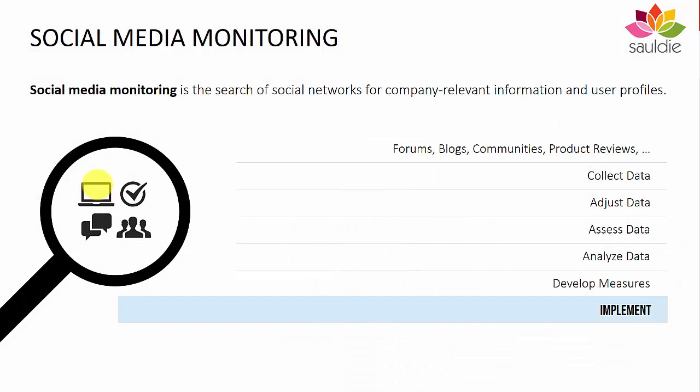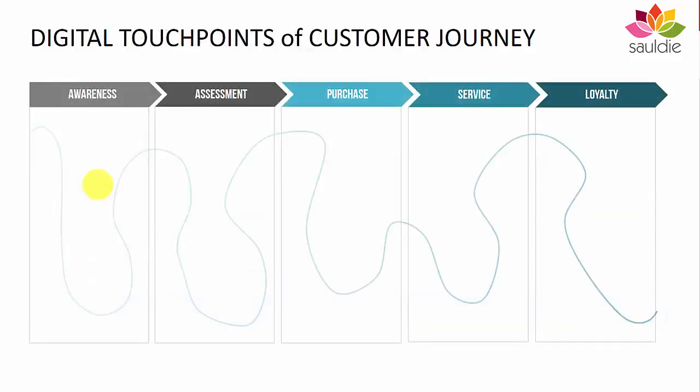Social media monitoring means we have to keep an eye on everything that is happening on social media. So we should collect data, adjust data, assess data, analyze data, and do the measurements in forums, blogs, and everything. That's a big part of IT. The IT can collect the data and present it in the right way.